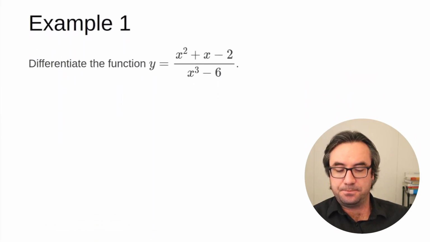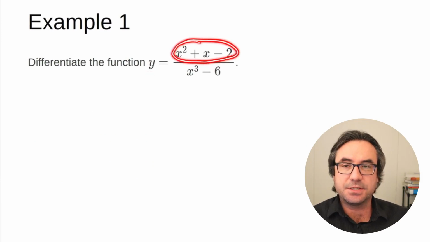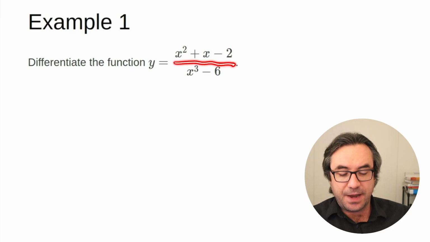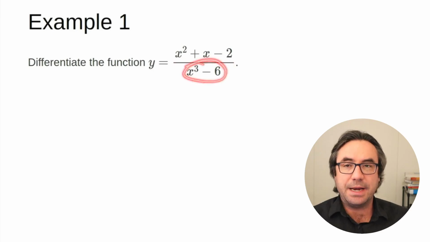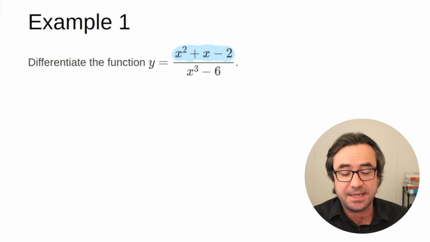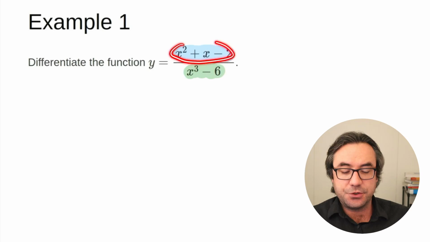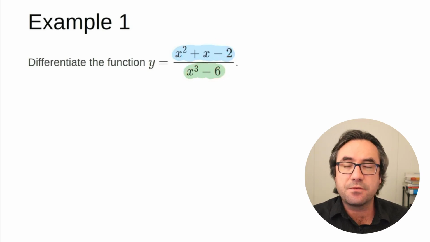So here we go. We have this function y, which is x squared plus x minus 2 divided by x cubed minus 6. And so when we look at this, we have our top function, which has x's in it, and we have our bottom function here, which also has x's in it. So this really is a quotient of two functions of x. We're dividing one function by another.